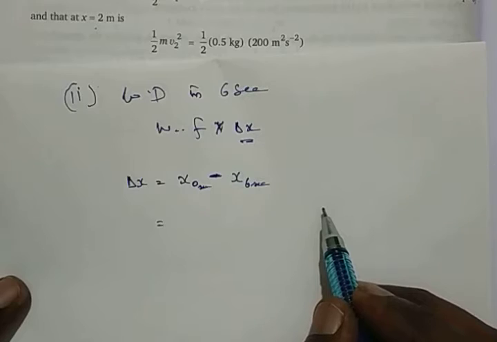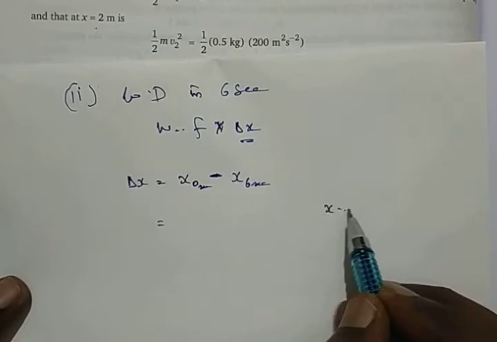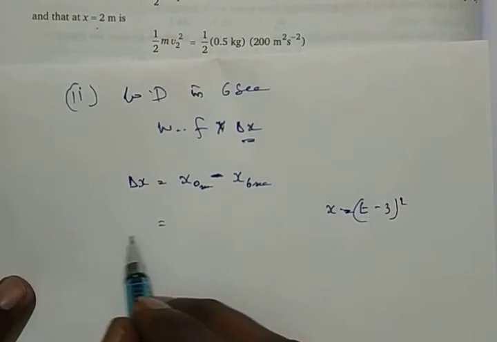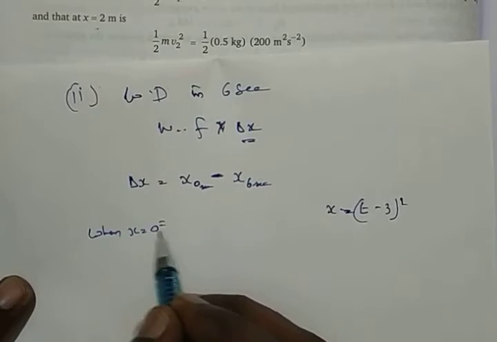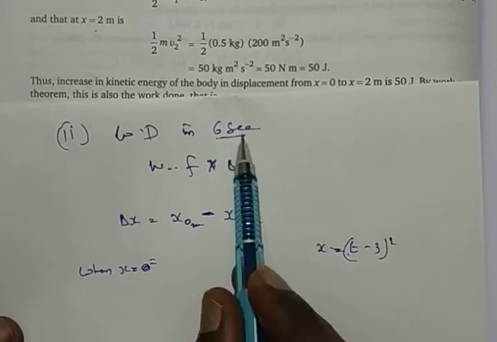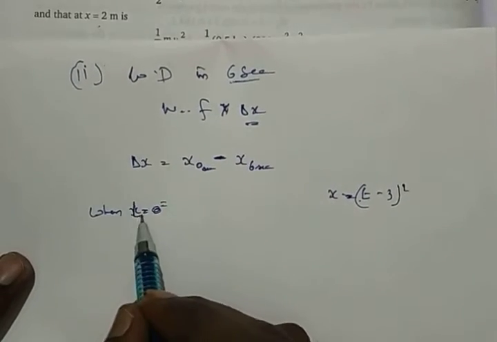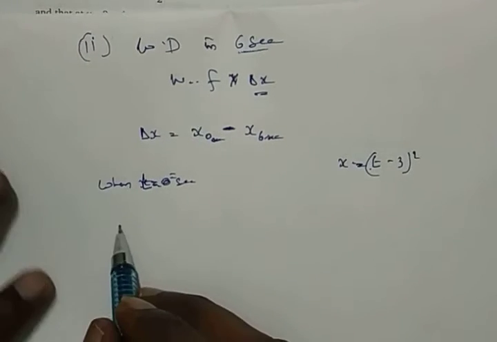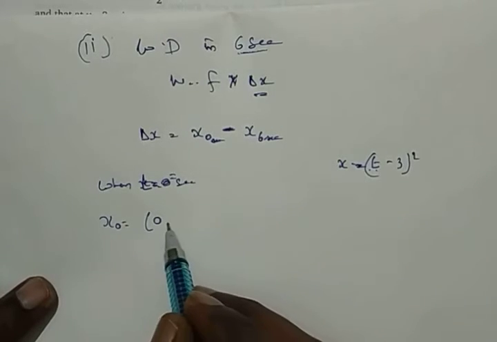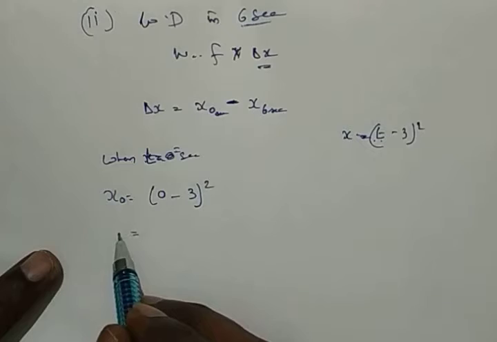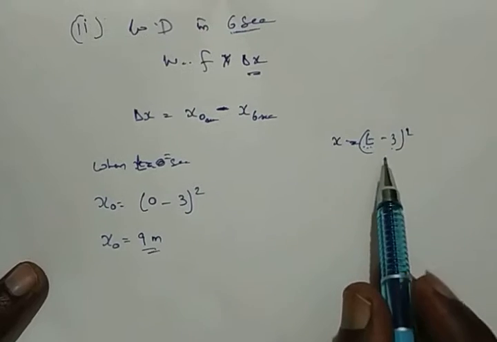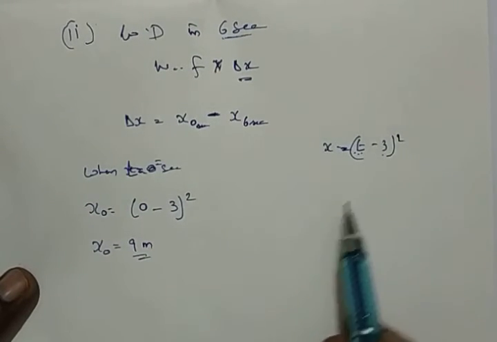What is the expression of x here? x is going to be equal to (t minus 3) the whole square. So when t is equal to 0 seconds, the first part, what is x naught? It is going to be 0 minus 3 the whole square. So what is x naught? 9 meters you will get, because it is minus 3 square, which is 9.